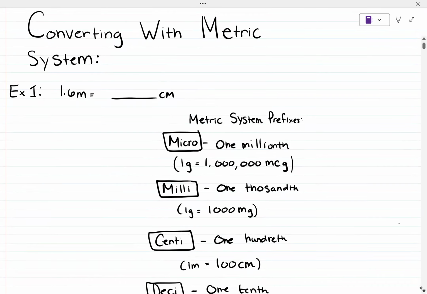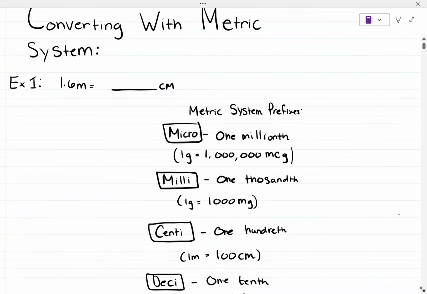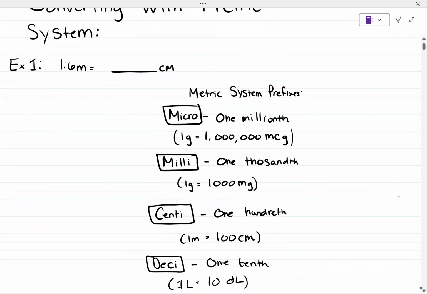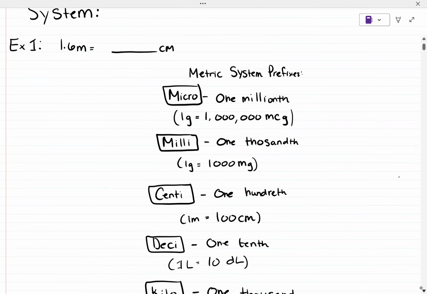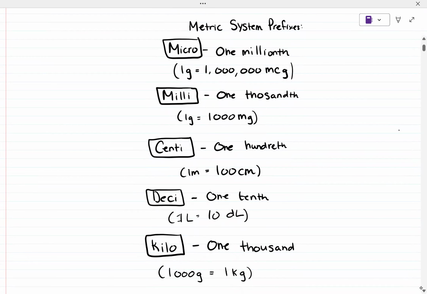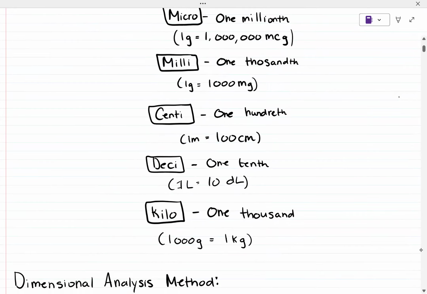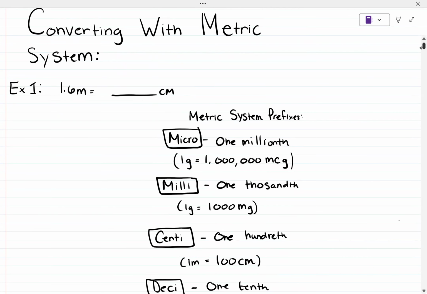Centi means 100ths, so 1 meter is the same thing as 100 centimeters. Deci means 1/10, so 1 liter is the same thing as 10 deciliters, dL. Kilo means 1,000, so 1 kilogram is the same thing as 1,000 grams. Go ahead and copy this down because we will definitely use these.